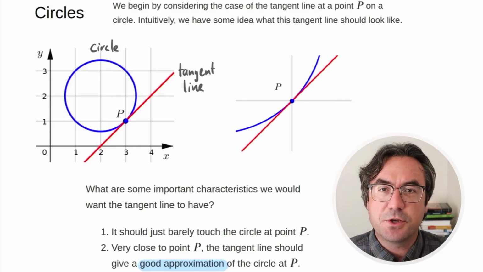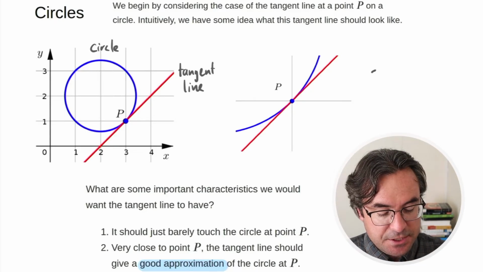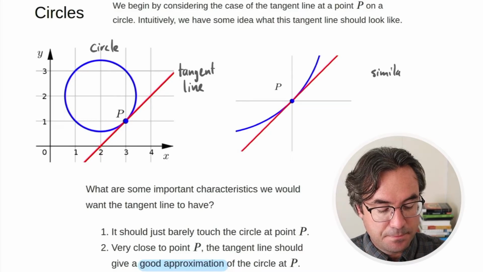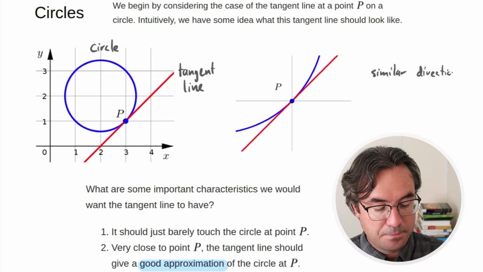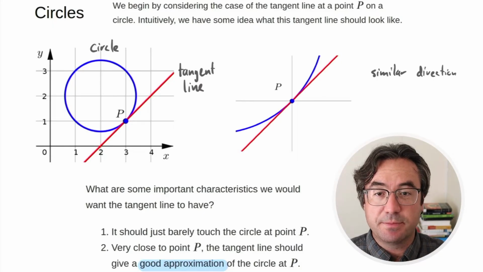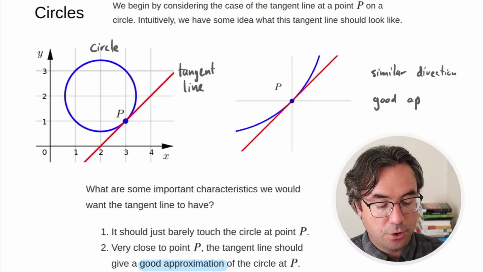So the two things we're going to keep in mind are similar direction and good approximation. They should look alike.